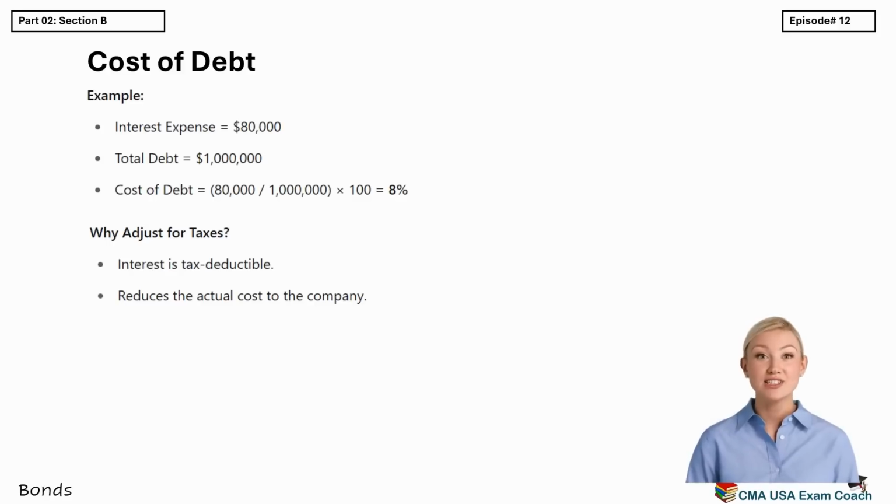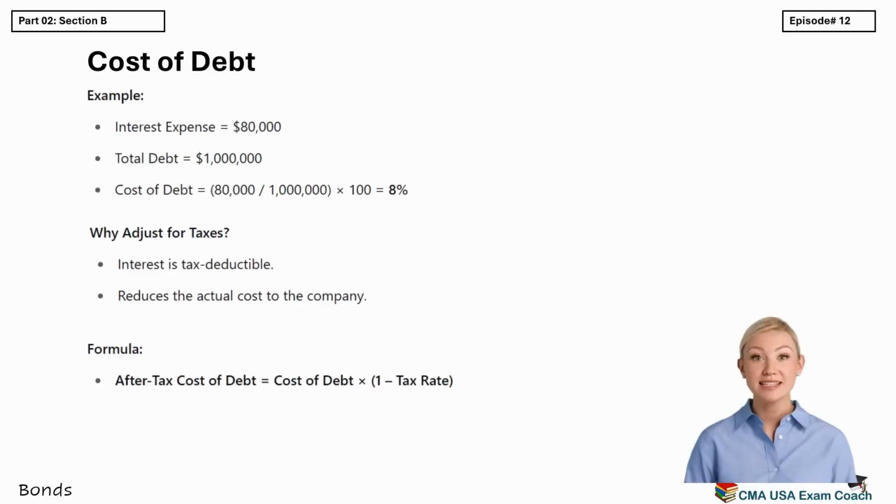But here's where it gets interesting. Interest on debt is tax deductible. This means the after-tax cost of debt, or the effective interest rate, is actually lower than the nominal rate. Why? Because the company saves money by paying less in taxes. Here's the formula for that. After-tax cost of debt equals cost of debt times 1 minus tax rate.